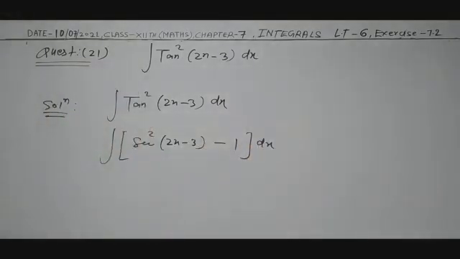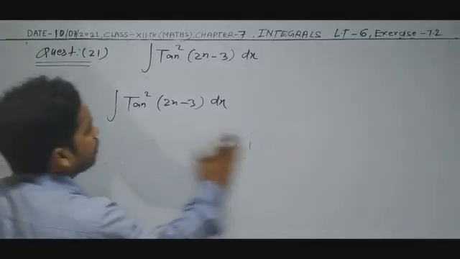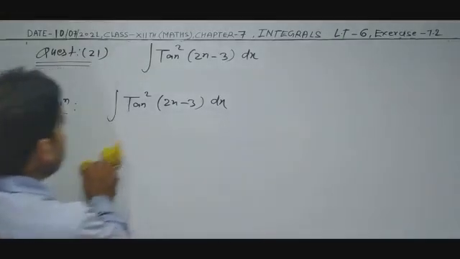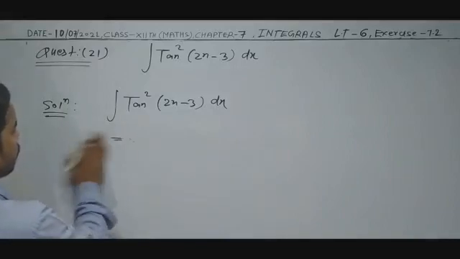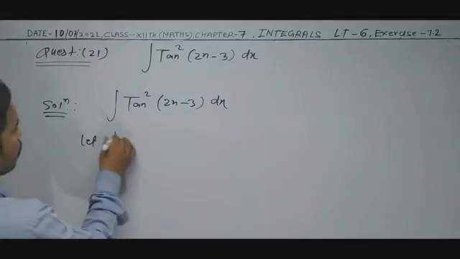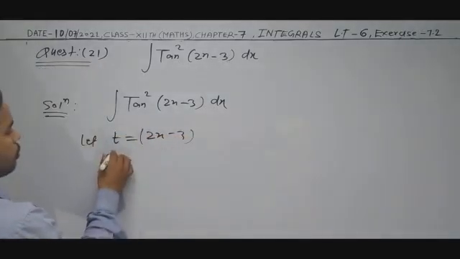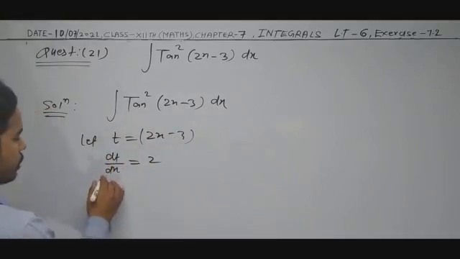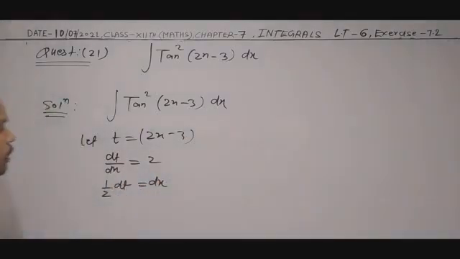So you can write it here, and you can also do it by this method. You can first consider t and then convert. Let t is equal to 2x minus 3. Now dt by dx will be 2. This implies 1 by 2 dt is equal to dx.